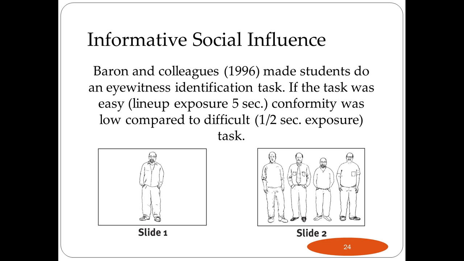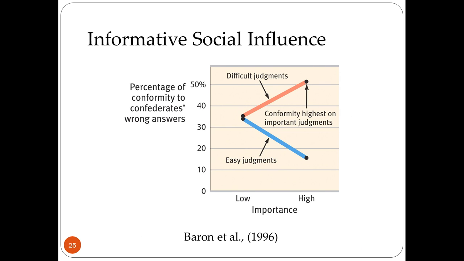And the next one was saying, hey, we believe that this guy was a criminal and he's going to go to jail. So clearly there's a difference of importance there. So what we see is that if the importance is low, conformity remains regardless of difficulty at roughly 35%. If, however, the importance is high, we see that people are less likely to conform on easy judgments because they don't want to do something that's going to risk somebody.